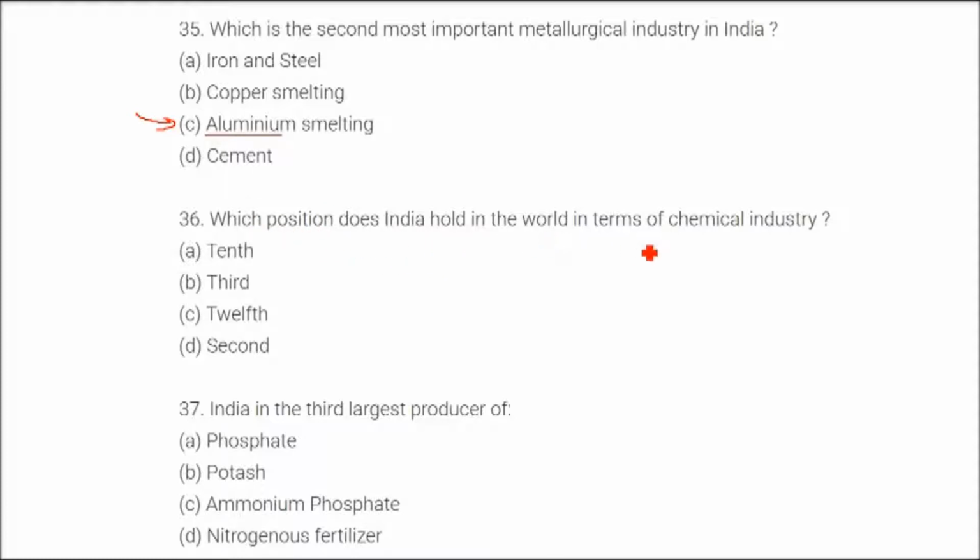Which position does India hold in the world in terms of chemical industry? We are 12th in the world. India is the third largest producer of nitrogenous fertilizer.